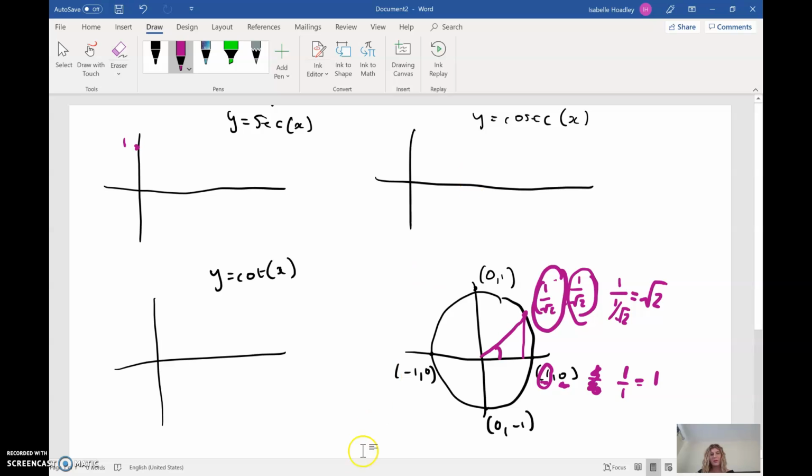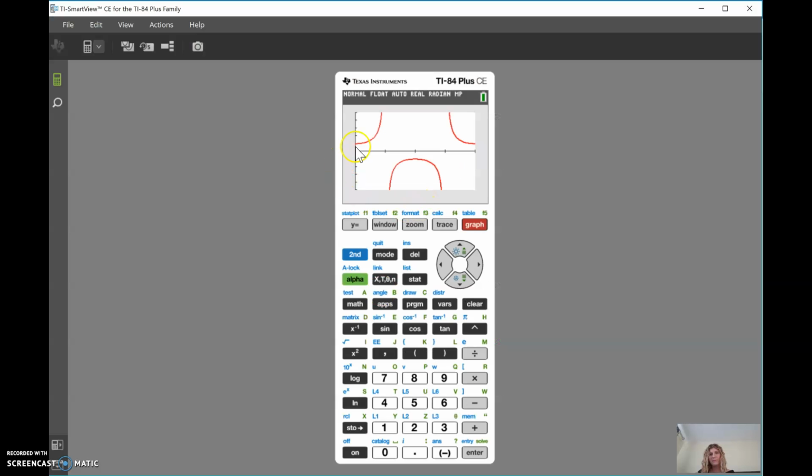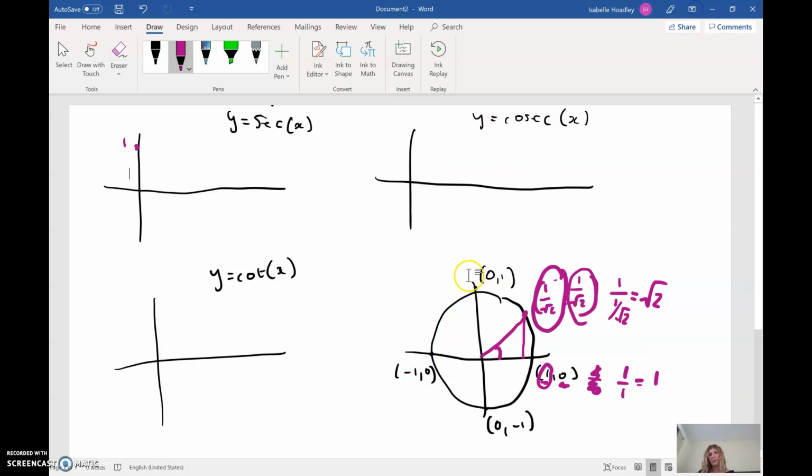That corresponds to our graph here. We can see we start at 1 and then we're increasing from here. We increase all the way up until we get to 90 degrees, where we have 1 over 0, and our function is undefined. So if we mark pi on 2 here, our graph starts at 1 and increases all the way to that asymptote at pi on 2.